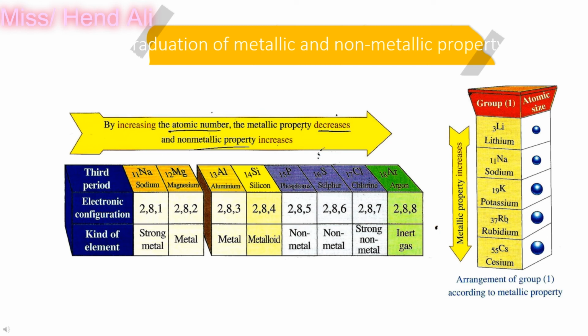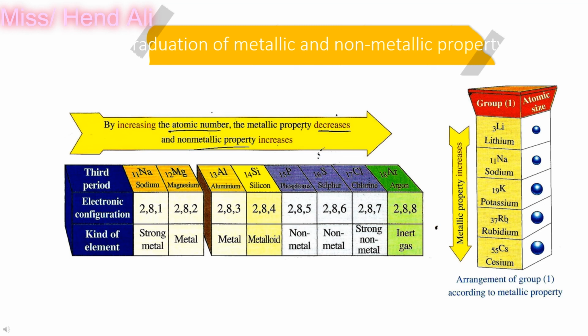So in periods, each period starts with a strong metal, except for the first period. All the rest of the periods start with a strong metal, and then the metallic property decreases till we find the metalloids, and then the non-metallic property starts to appear, till we get the strongest non-metal, which exists in group 7A. You have to notice this. And after this we have inert gases.